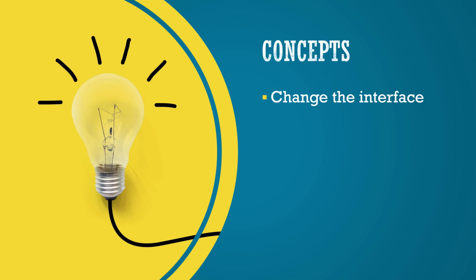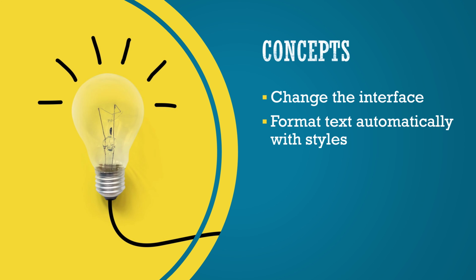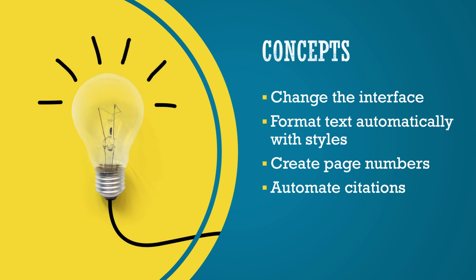First, we're going to change the interface of Microsoft Word to make it more conducive to writing and formatting essays. Then, we're going to learn how to format text automatically with styles. Next, we'll create automatic page numbers formatted with your last name next to them. Finally, we'll automate citations. This is one of the benefits of using Microsoft Word to write your essays.